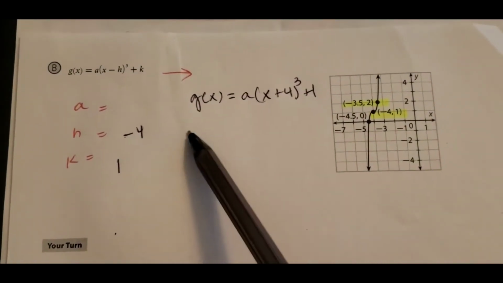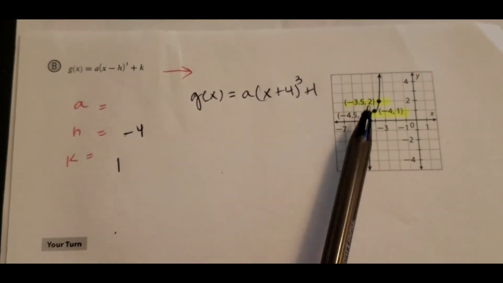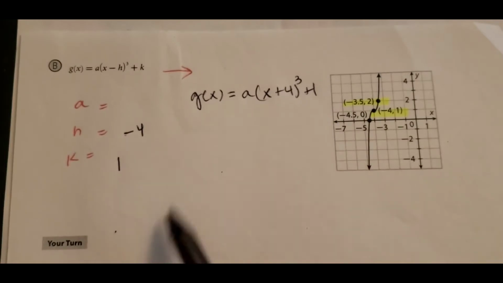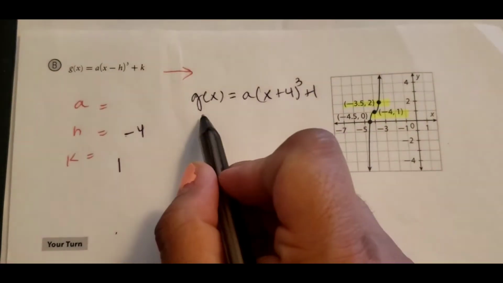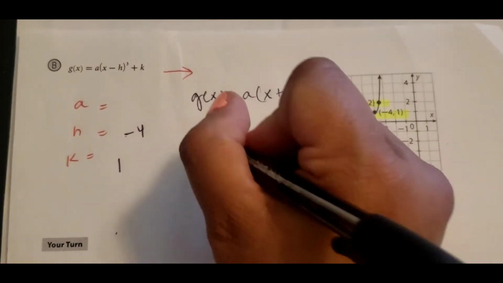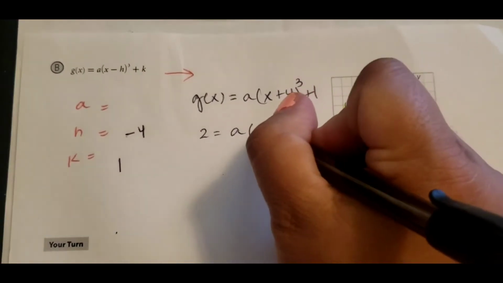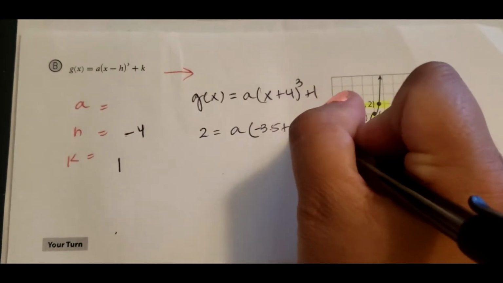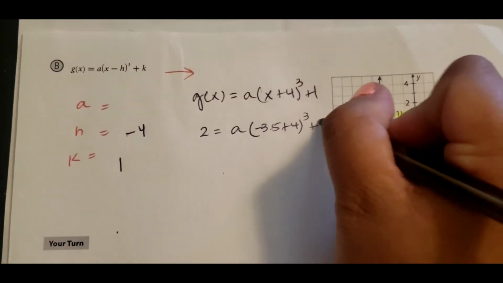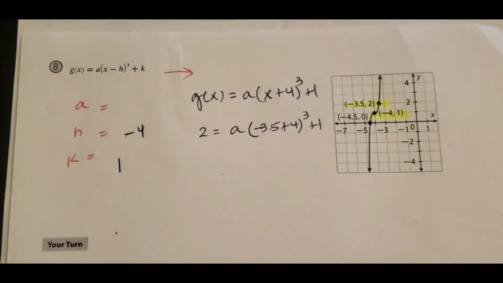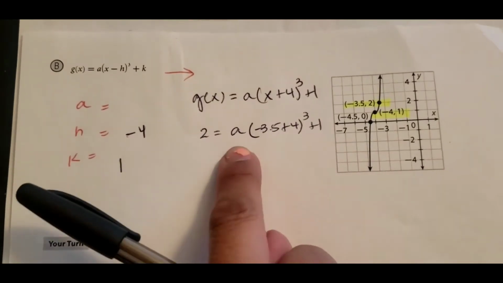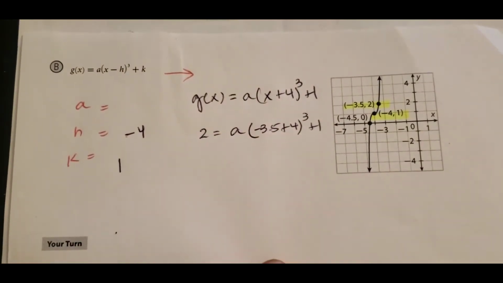And I usually do this step just so that I don't mess anything up. And now I'm going to take these values and plug them in from my reference point. So g of x is the same as my y value. So that's 2 times a. My x is negative 3.5 plus 4 cubed plus 1. Okay, so you should only have one unknown, which is a. And now all we have to do is solve for a.